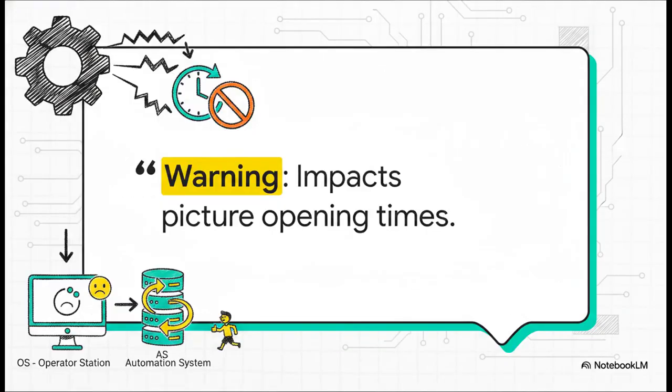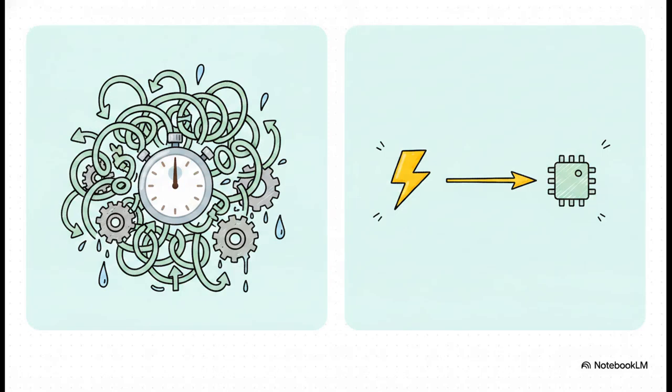Which brings us to a massive, flashing red light warning for any control engineer. Using heavy scripts severely impacts your picture opening times. This is an absolute, non-negotiable architectural rule in PCS7. You must relocate heavy cyclic computing operations down to the automation system, the AS. Never ever execute heavy cyclic scripts on the OS. The operator station is built for visualization, not for doing the heavy lifting. So why is that rule so strict?